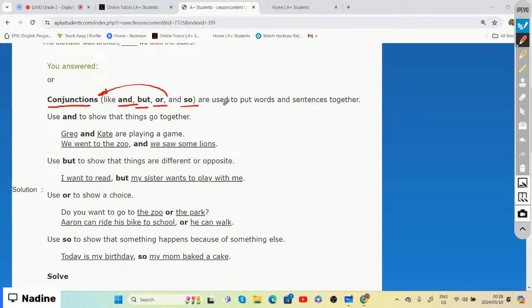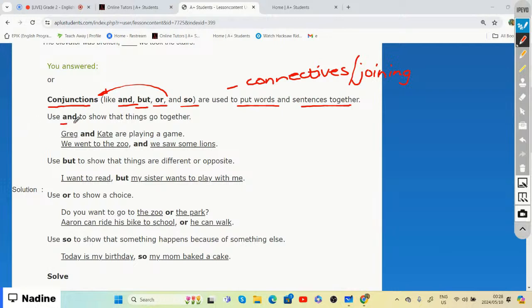And conjunctions are used to put words or sentences together, right? It's like one of you said it is connectives, right? Because it connects the two words. Or we can say it is joining words, right? So these words are used to join words or to join sentences, right? So it is used to put words and sentences together. We can even say it is used to connect words and sentences, or we can say it is used to join words and sentences, right?